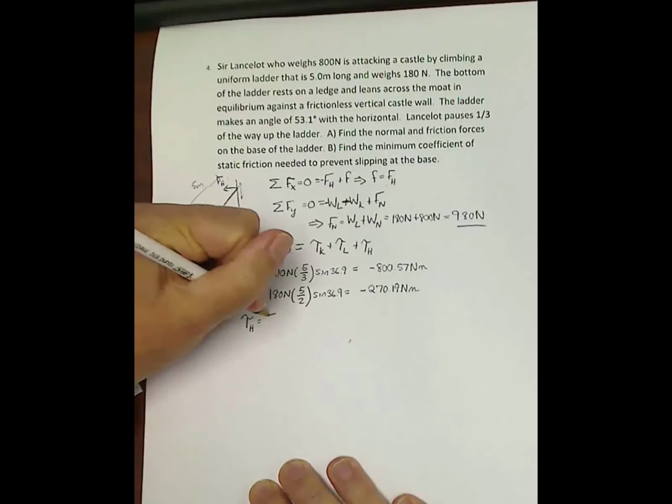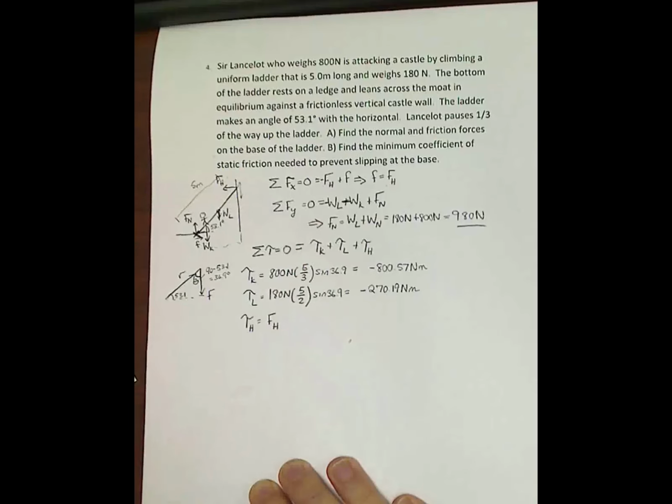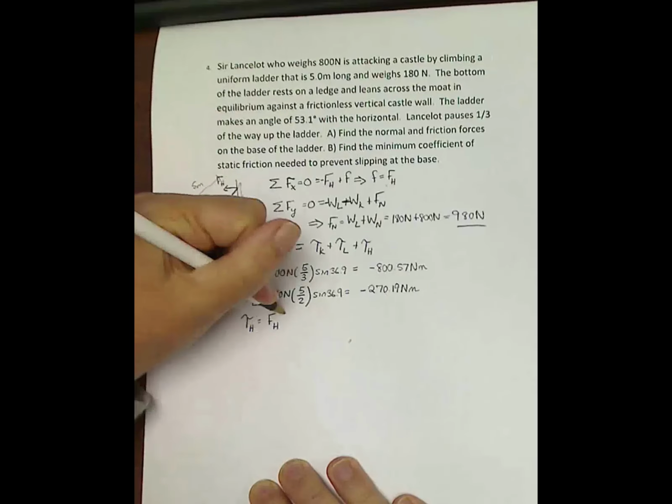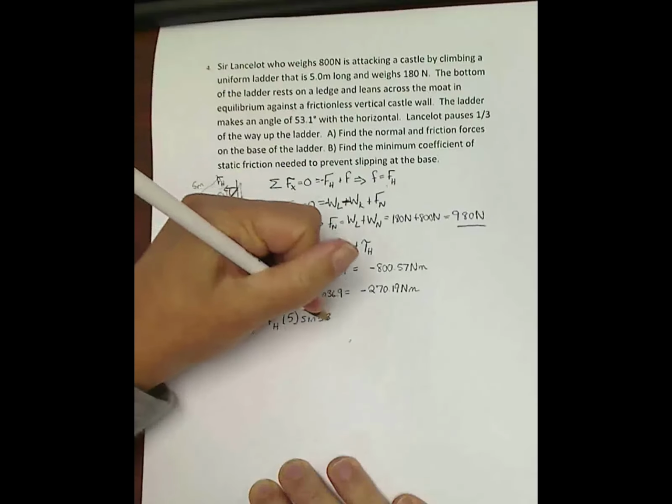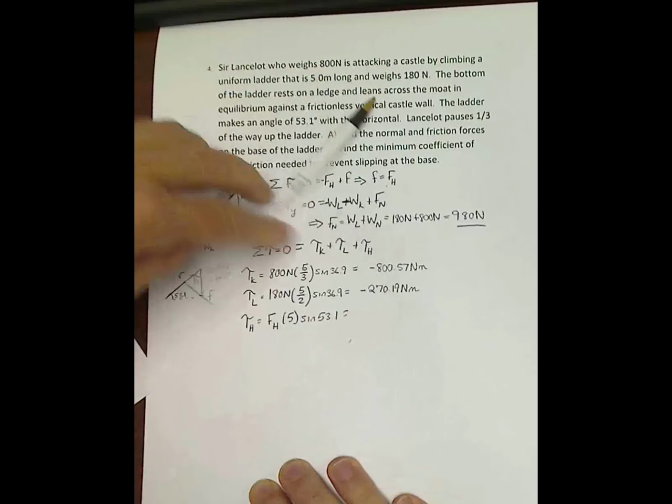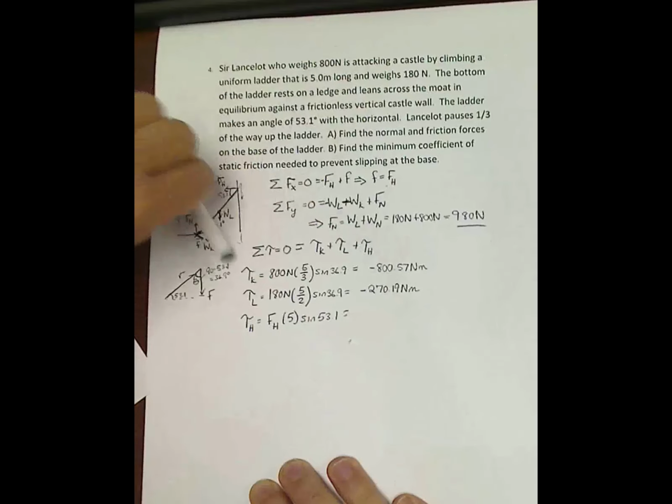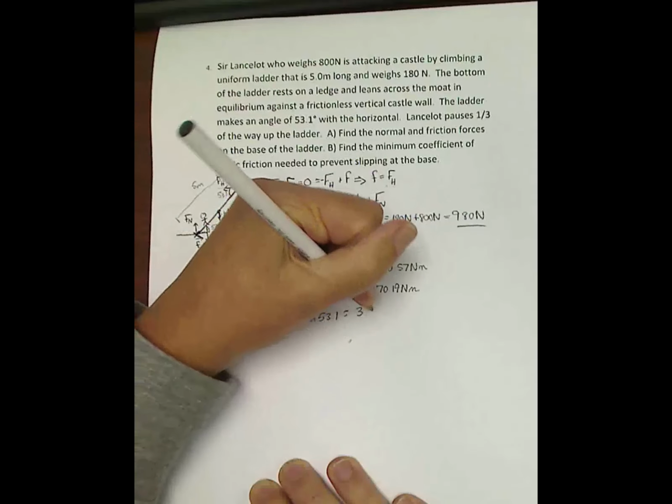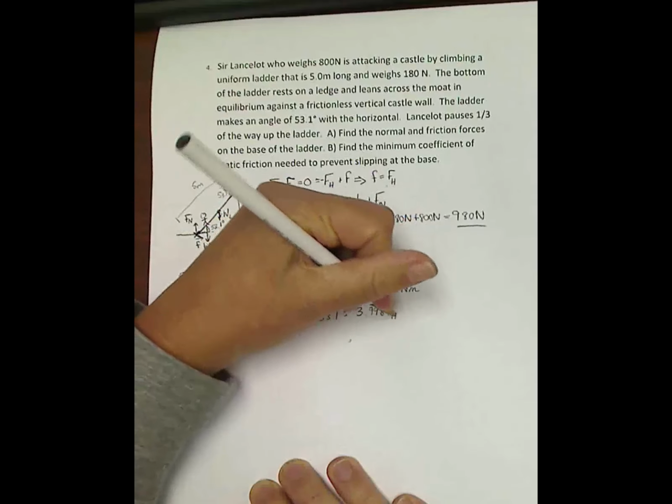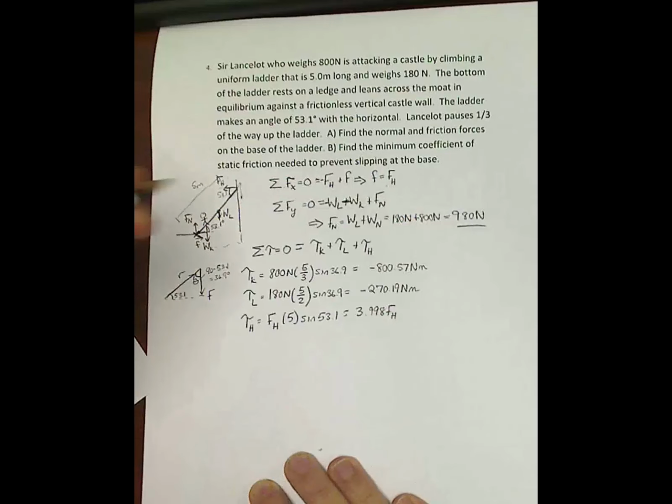Okay, last torque, the torque from the horizontal force. I don't know what it is for the force, so I just put FH. It's acting 5 meters away from the axis. And now I need to know the angle between the radius vector, which is here, and the force, which is going this way. And that's this angle here, which is just the 53.1 degrees. So I'm going to put sine of 53.1. And this torque tends to pull the ladder away from the wall, counterclockwise, so it's going to be positive. So I get 3.998 times FH.